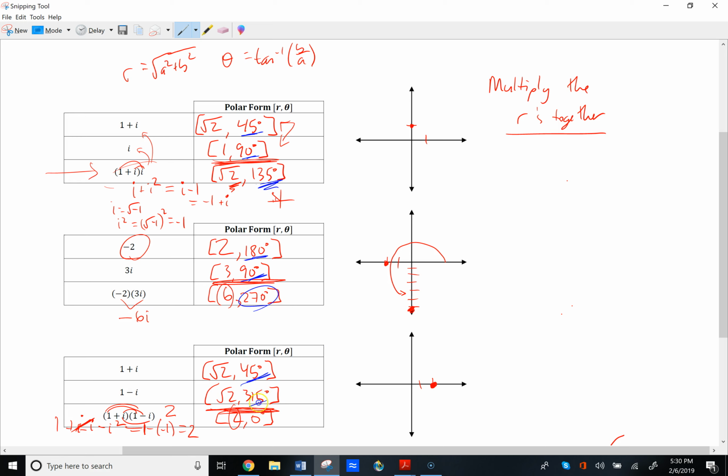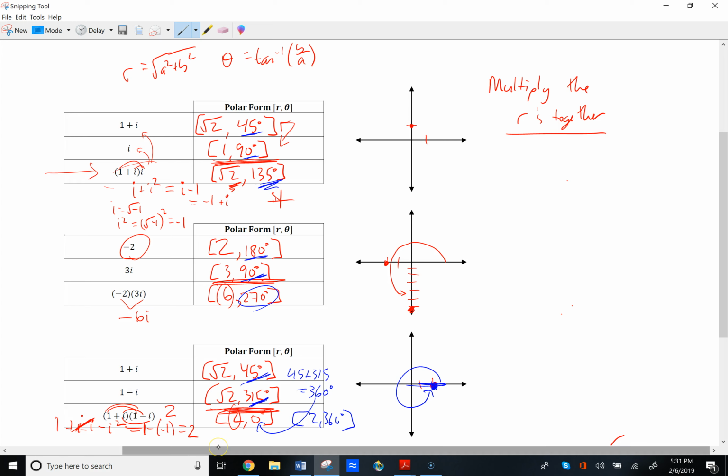If I add 45 to 315, we don't get 0. What's 45 plus 315? Well, we actually get 360 degrees. Well, why does this say 0 then? Because 0 degrees and 360 degrees is the same location. So if I had written 2 comma 360, we would still be right technically.